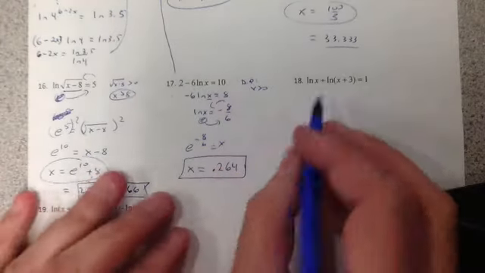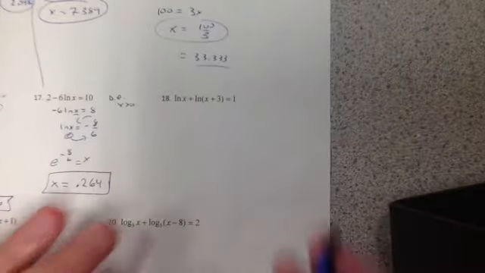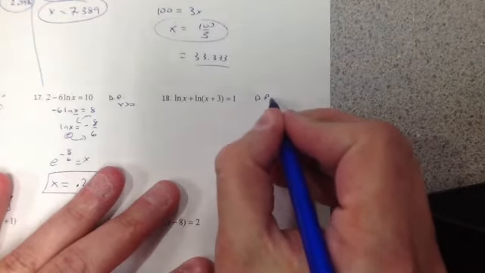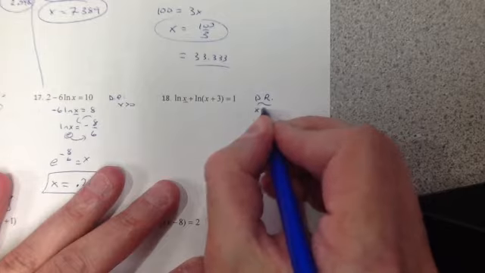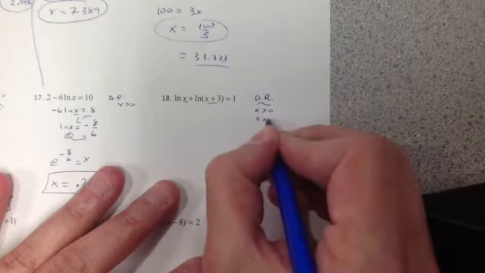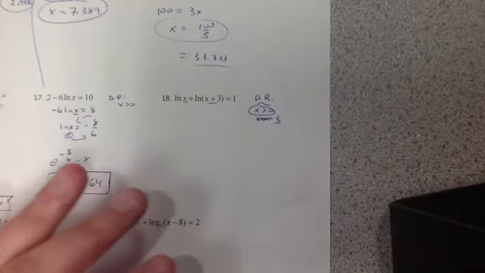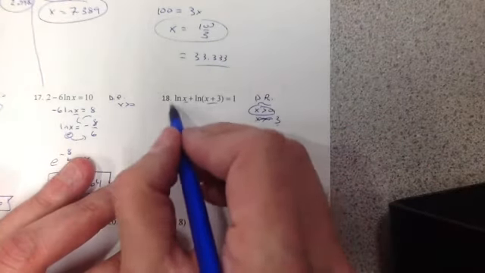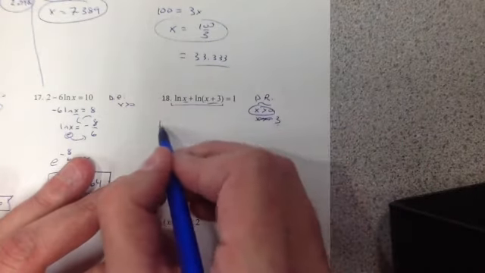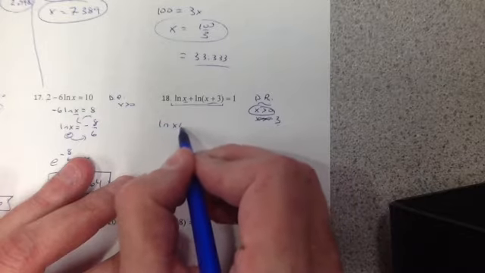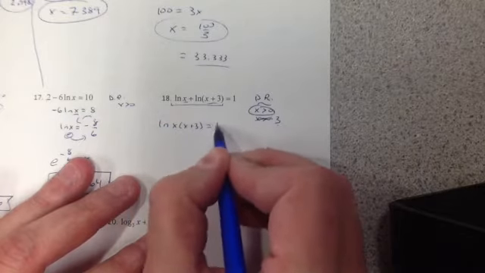All right, now number 18, I'm sorry. Let's get our domain restriction here. This one says x is greater than 0, x is greater than negative 3. But again, 0 is already bigger than negative 3, so that's the one we pick. Simplify it. We're going to multiply them together. This is the natural log of x times x plus 3 equals 1.